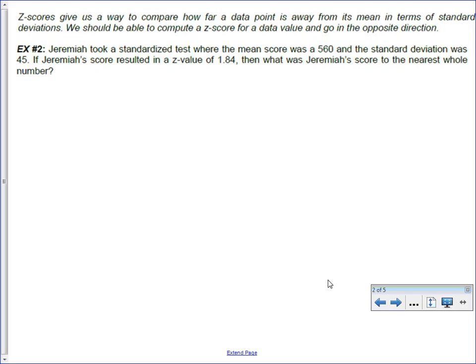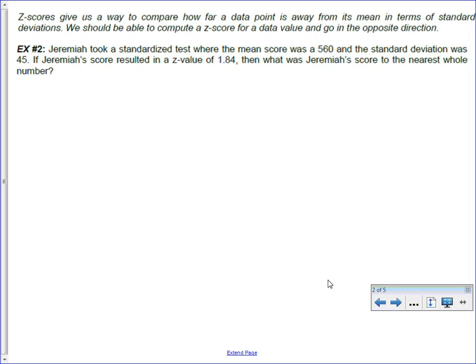Okay, so let's take a look just below this. Z-scores give us a way to compare how far a data point is away from its mean in terms of standard deviation. We should be able to compute z-scores for a data value and go in the opposite direction. So that means that maybe we're given a z-score and we have to find the data point, or we're given a z-score and we have to find the mean or the standard deviation. Just like we've learned before in the past, we manipulate formulas to find what we want from them. That's what we're going to do here, same thing.